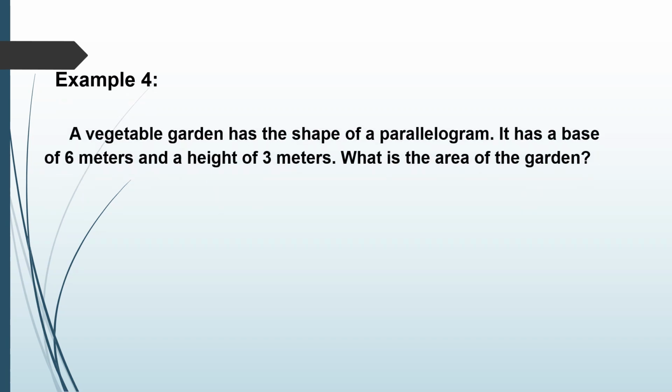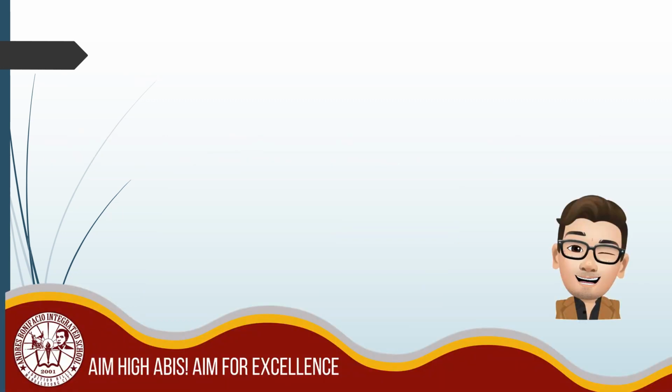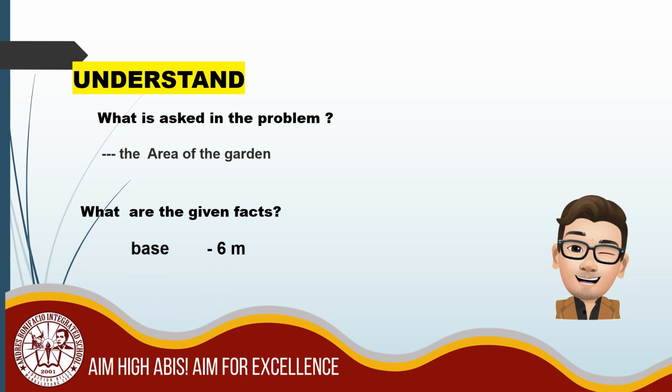For our next problem, a vegetable garden has the shape of a parallelogram. It has a base of 6 meters and a height of 3 meters. What is the area of the garden? So let's analyze and understand the problem. What is being asked in the problem? Tama. The problem asked for the area of the garden. Siyempre, kailangan nating malaman kung ano ang mga given facts. Our given facts are base 6 meters, height 3 meters.